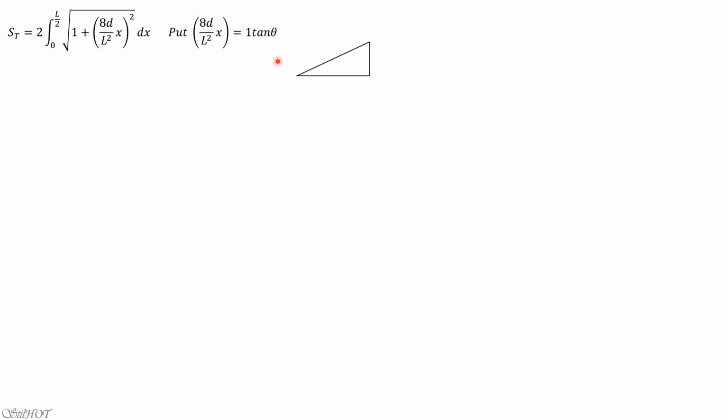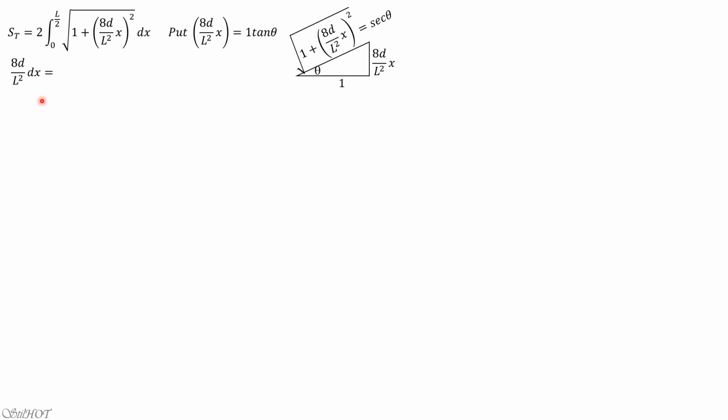But before that, let's define in this right triangle tangent of theta, which is opposite, 8b over L squared x, divided by adjacent, which is 1. That's theta, so this should be 8b over L squared x from tangent theta equals opposite over adjacent 1. So the hypotenuse should be equal to the square root of 1 plus quantity 8b over L squared x quantity squared, which in terms of 1 and theta is simply 1 times secant theta, or simply secant of theta.